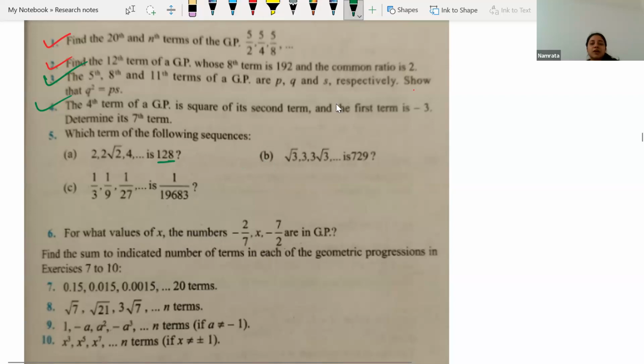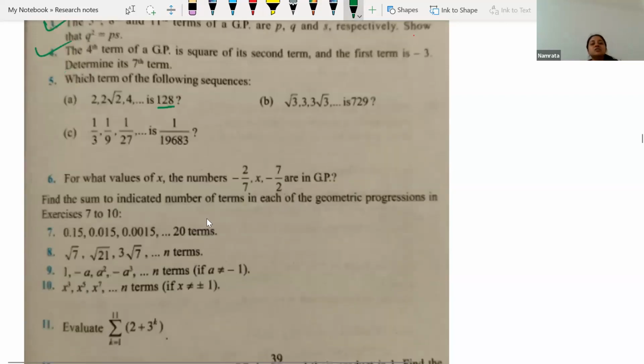Now why I'm moving so quickly is because at last we have a lot of questions which we will be discussing by taking time. These are the questions which you will be able to do, and I just wanted to show you. Okay, so what is the value of x if these are in GP? You have learned one condition for GP, that is B square is equal to AC, right? Yes, ma'am. If you apply that directly, you will get the value of x from here.